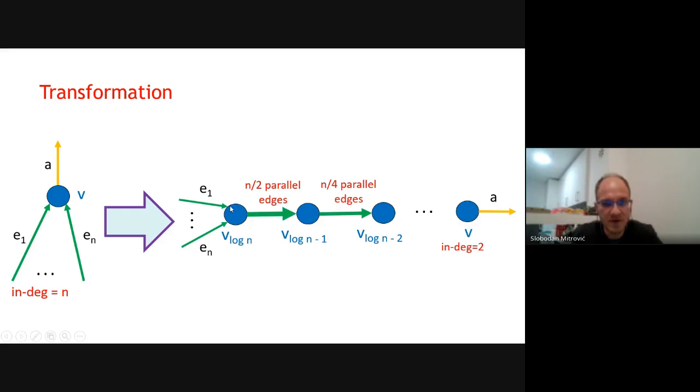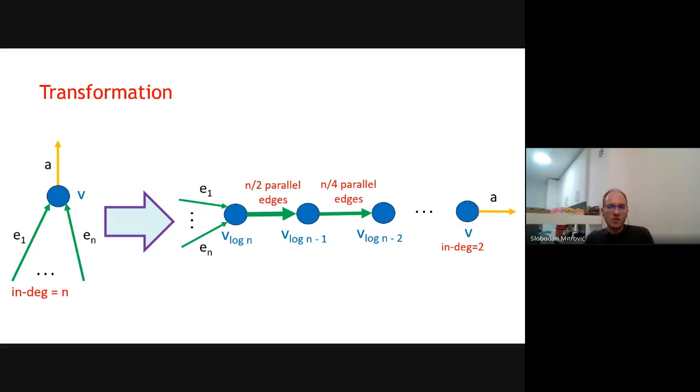Because now if you look at V log n and you ask for a random edge, if you disregard directions, with probability 1 over 3 this random edge would be an outgoing edge, one of these parallel edges. And we said that we like this. Now the graph is slightly different.